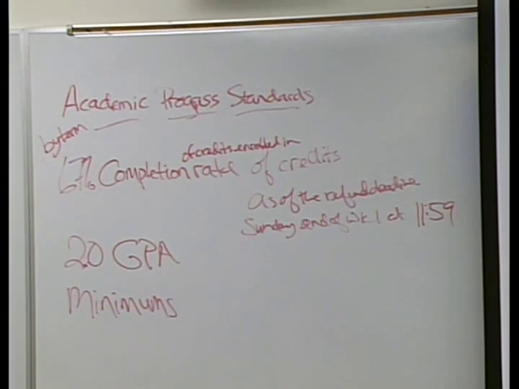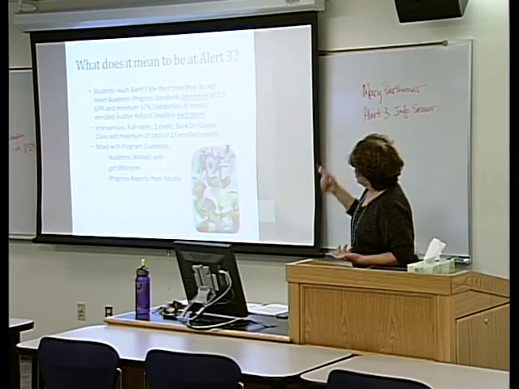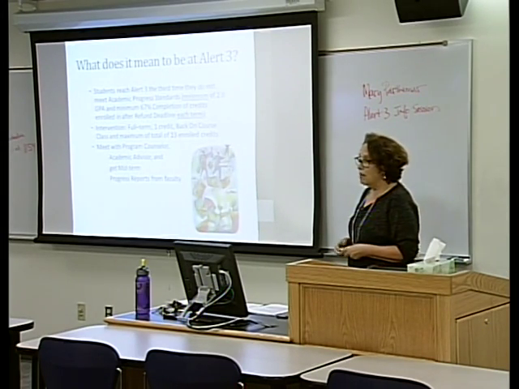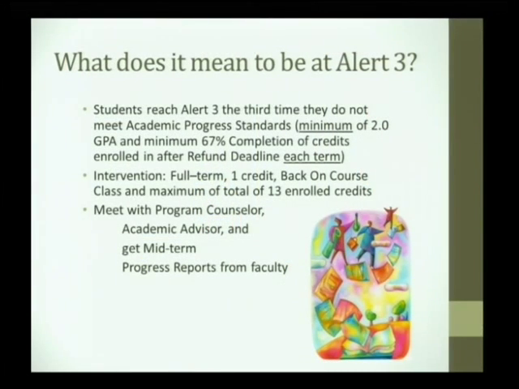Okay, so what does it mean to be at Alert 3? Students reach Alert 3 the 3rd time they don't meet academic progress standards. That's that minimum of 2.0 and minimum of 67% completion of credits enrolled in after the refund deadline each term. And the intervention, this is an Alert 3 information session. This is not the intervention. This is the information session that is going to get you to be able to register for the intervention, which is a 1-credit full-term class.